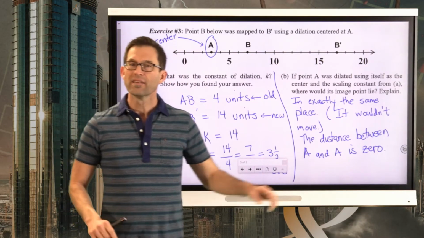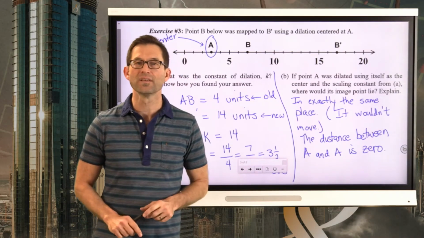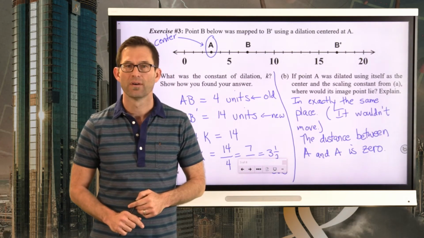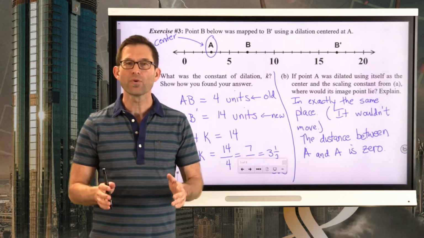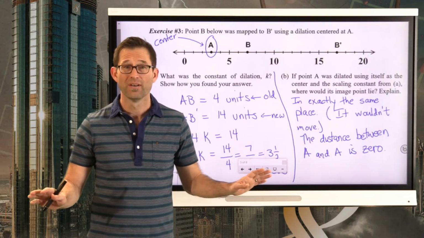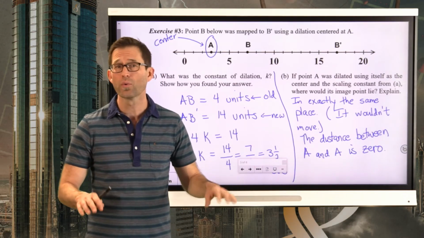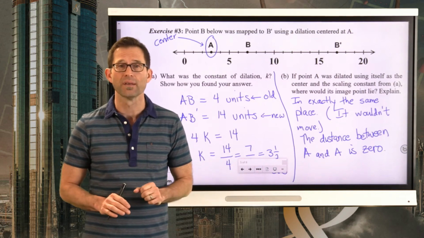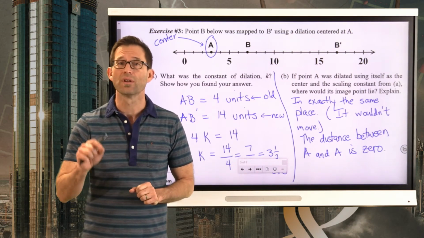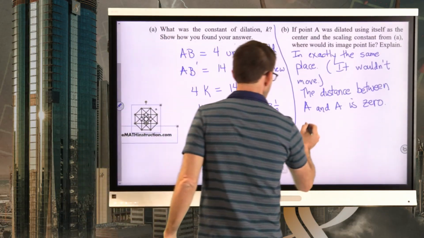So if we take that distance of 0 and we multiply by 3.5, then the distance is still 0. The center of dilation doesn't move. All other points do. All other points get scaled by this 3.5 or 2 or 1/2 or whatever the scaling constant is. But the center of dilation stays put. And let's write that down. I'd like you to write it down as well.